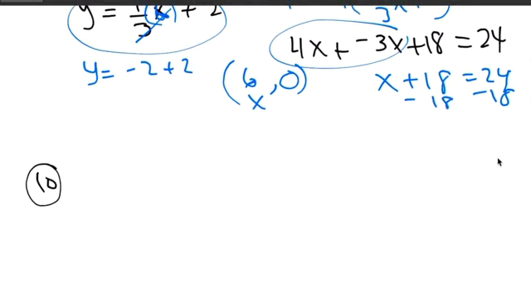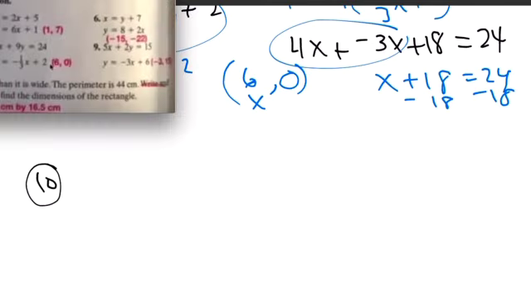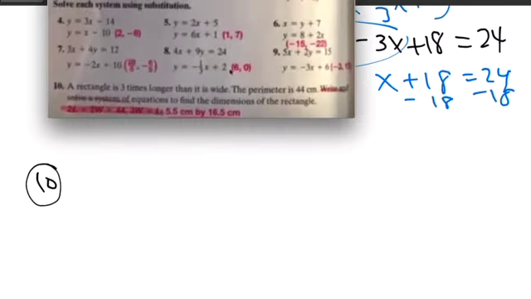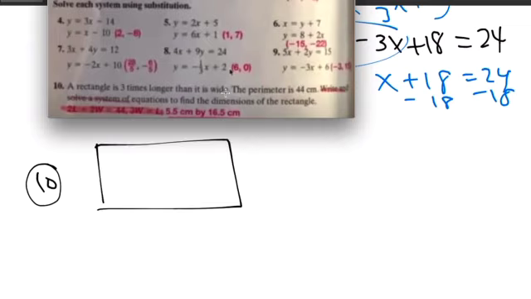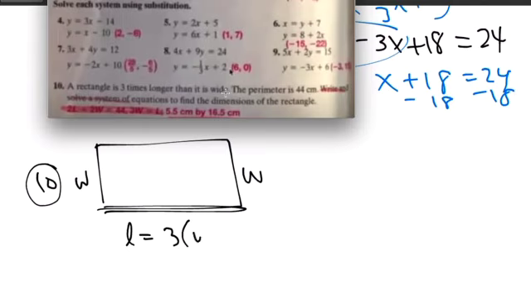it's like where did I screenshot a number 10? Oh, it's this word problems, huh? A rectangle is 3 times longer than its width. Okay. So the length, a rectangle is 3 times longer than its width. So here's its width. This length here is 3 times longer than that. So the length is 3 times longer than the width.